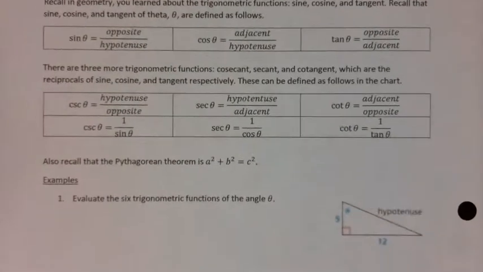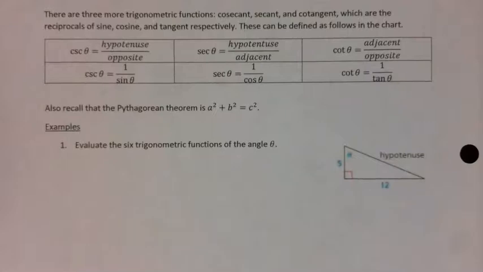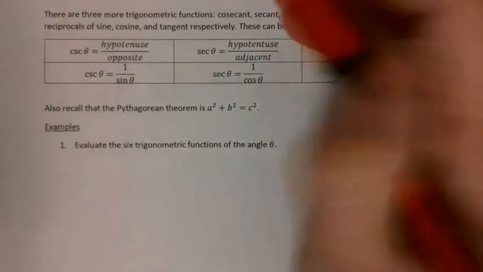Okay. Also, it's important to remember the Pythagorean theorem is a squared plus b squared equals c squared. C squared is always the hypotenuse.